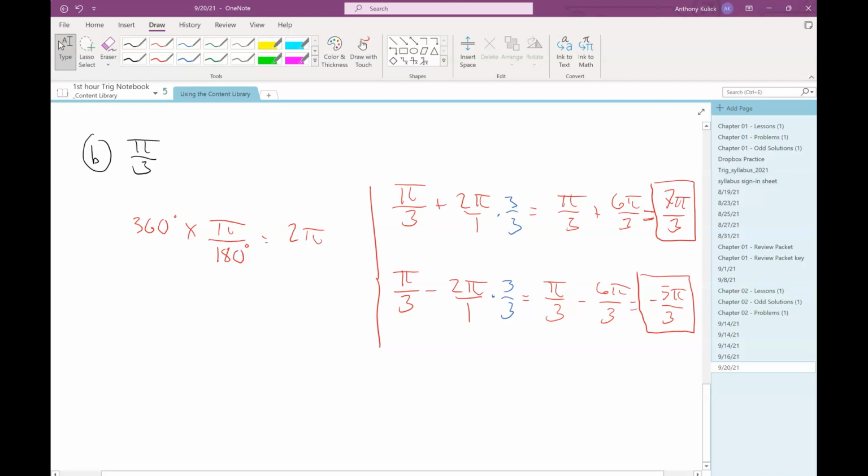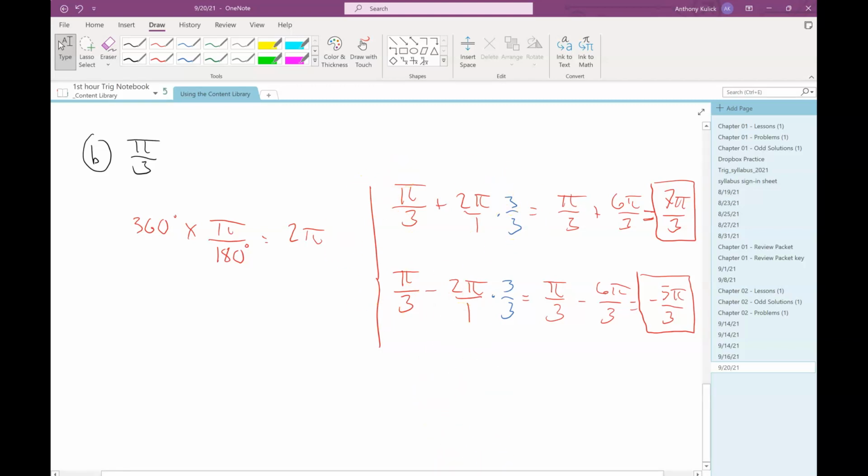Everybody okay with this idea of coterminal? Fairly easy idea, but this is a big breakthrough for us. We've extended that definition of how we measure an angle quite substantially, and now can handle a lot of situations that we couldn't have handled in our geometry class.